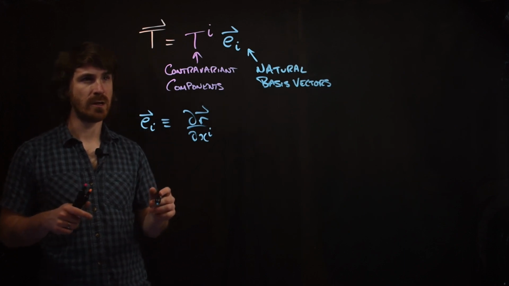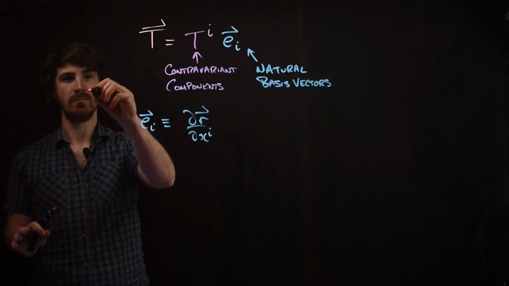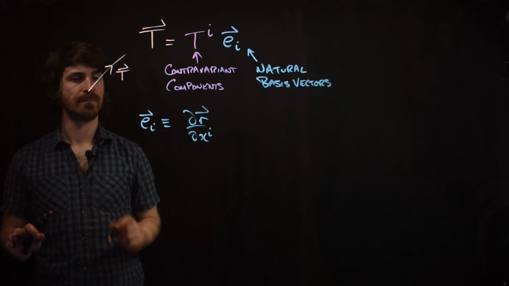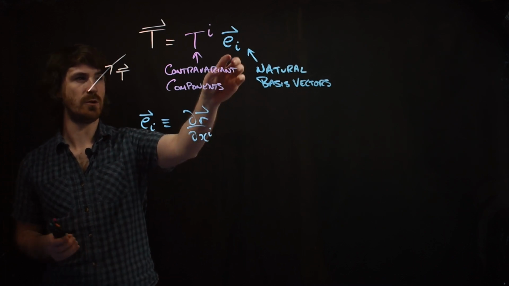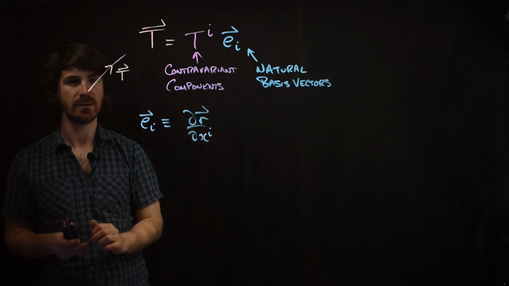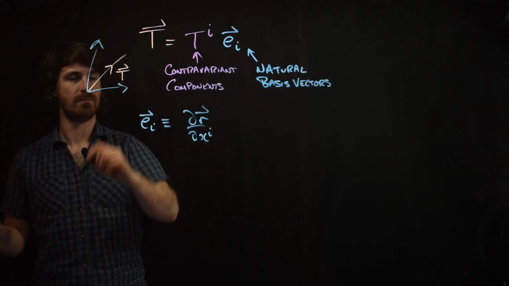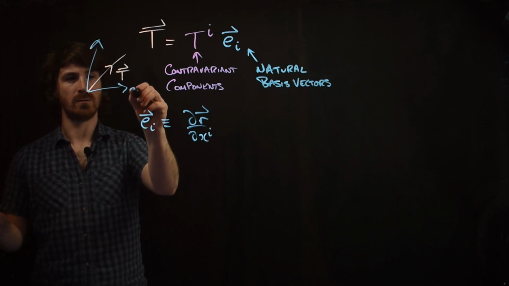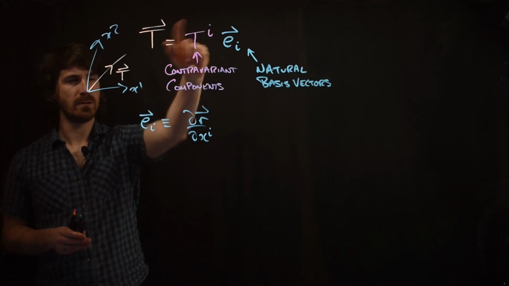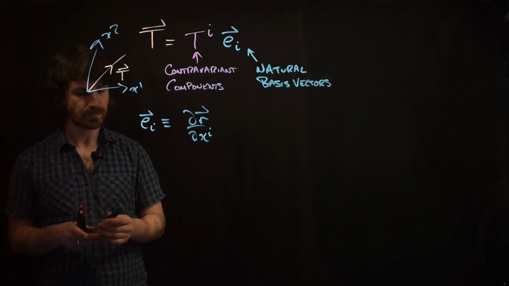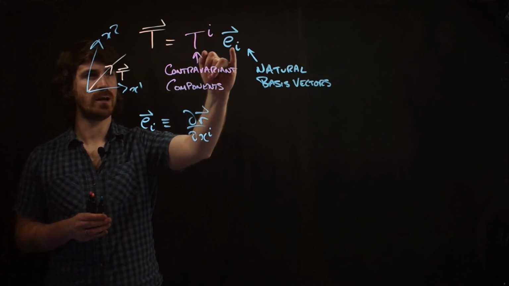So now let's ask the question: if we have some vector t, and we choose a coordinate system, that means we've chosen a set of natural basis vectors. So let's choose a coordinate system, x1, x2, for example. Then how do we get the components in that coordinate system? Okay, so how do we get the components if we know a vector and the coordinate system?